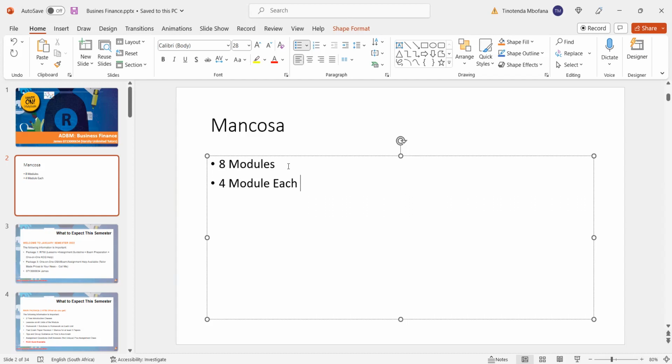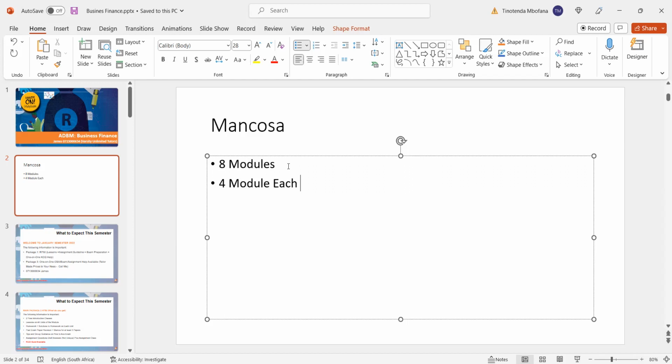Now, just a rundown. If you're looking at the module, for example, business finance, you're basically looking at a business from the accounting point of view, or from the view of the finance department. So we are going to be doing a bit of accounting in business finance. We are going to be preparing and presenting financial statements, such as the balance sheet, the income statement, the cash flow statement. In addition to that, we are going to be doing an analysis of those financial statements.